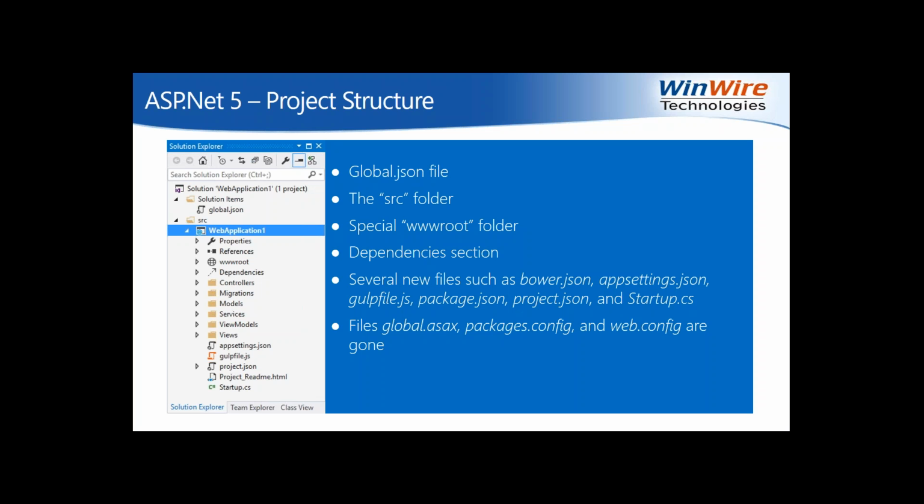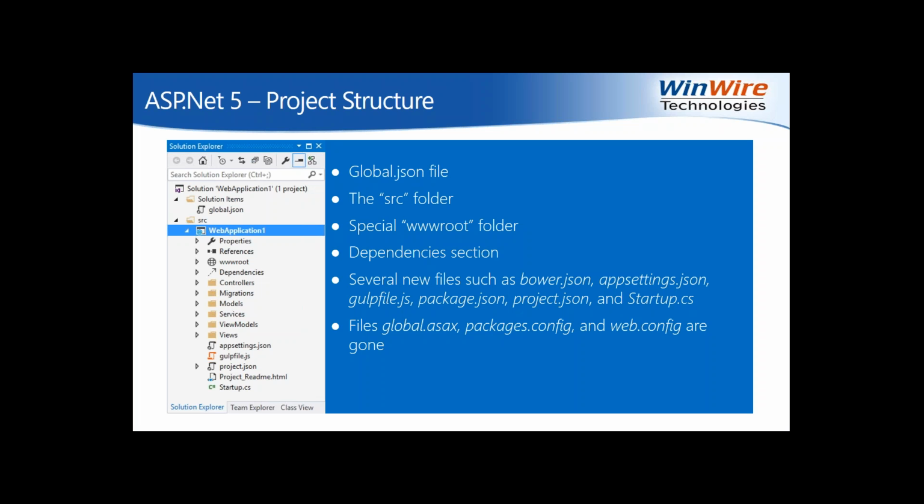The solution items has a global.json file. Now this global.json file actually has information about your solution itself, like what are the different projects in your solution, all that is stored in your global.json file. The SRC folder now has your project that contains the different projects of your solution.